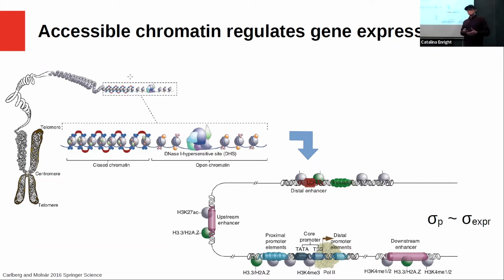And so to put this all together, we can then hypothesize that variation within these accessible regions will lead to variation in transcription factor binding, which will lead to variation in gene expression and then go on to influence all the phenotypes that we care about.